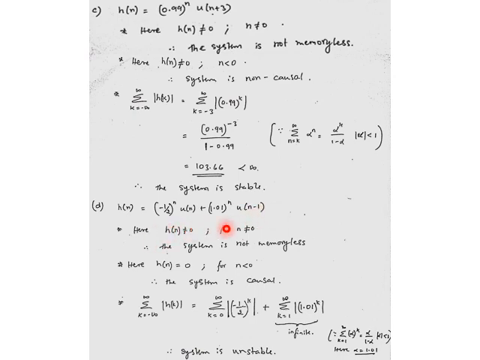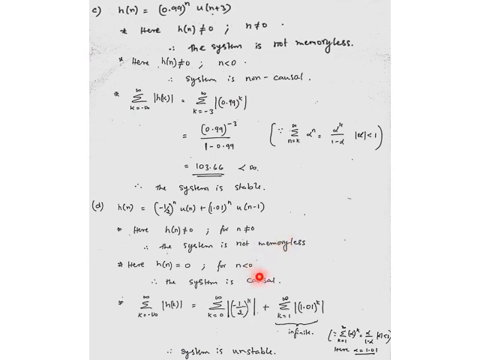Here, if we take n not equal to 0, at n equal to 0 this value is there. The first part is defined from 0 to infinity, and the second part depends on values from 1 to infinity. So if n is not equal to 0, we have h of n not equal to 0. Hence the system has some memory, or you can say the system is not memoryless.